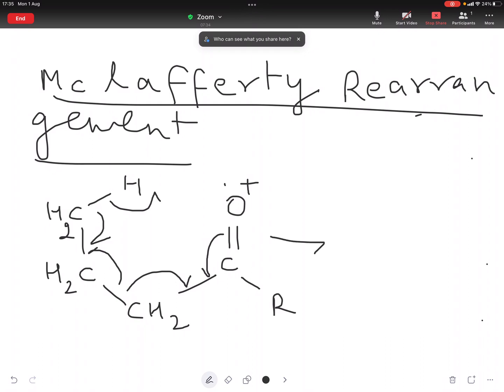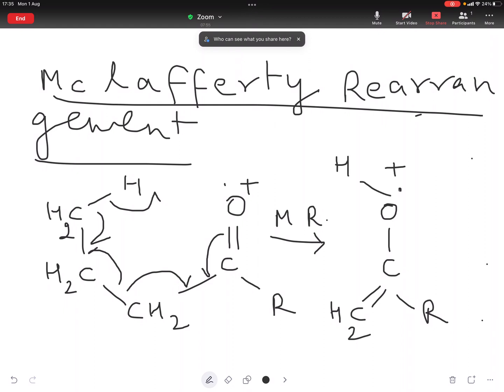This ion undergoes McLafferty rearrangement, and this is the fragment ion formed. This is the fragment ion formed plus a neutral fragment, which is an ethylene molecule. This is also called a neutral fragment with m/z 28.